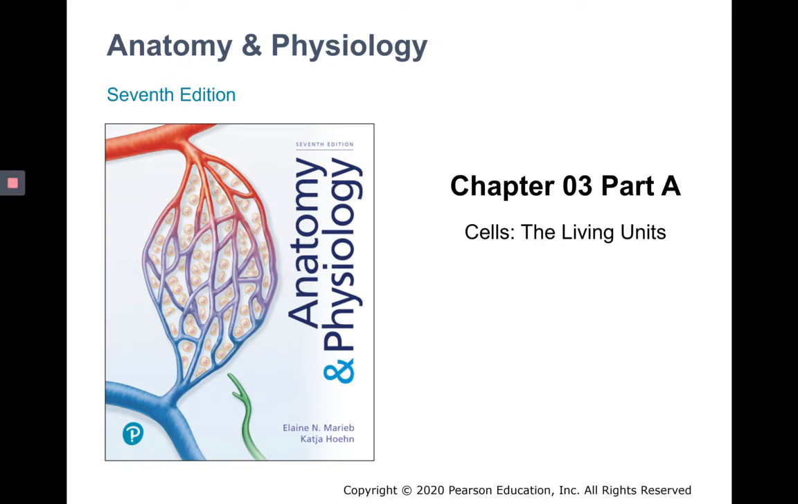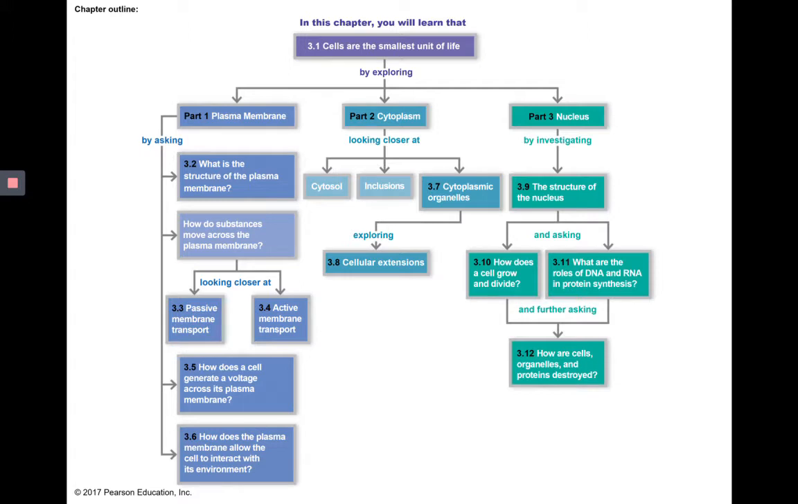Today we're going to be looking at Chapter 3, Part A. Here's an overview of the chapter. So we'll start with cellular units, which are the smallest or basic unit of life. Then we'll look at what's inside cells, and of course we'll delve deeper into that.